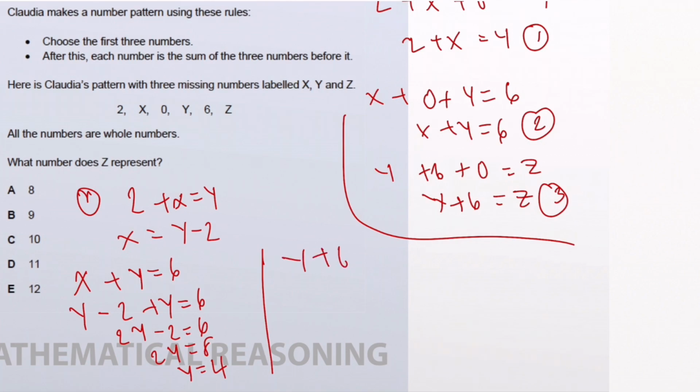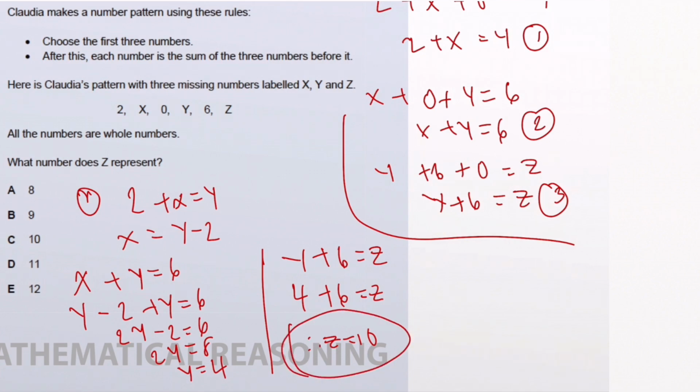And thus, in equation 3, y plus 6 is equal to z. 4 plus 6 is equal to z. So z is equal to 10. And that is our answer. So z represents 10. So option C is correct.